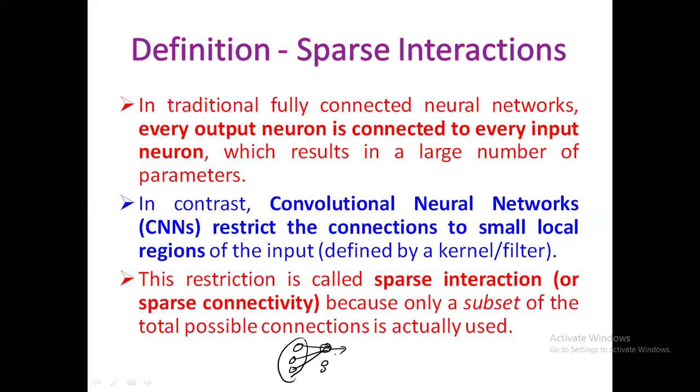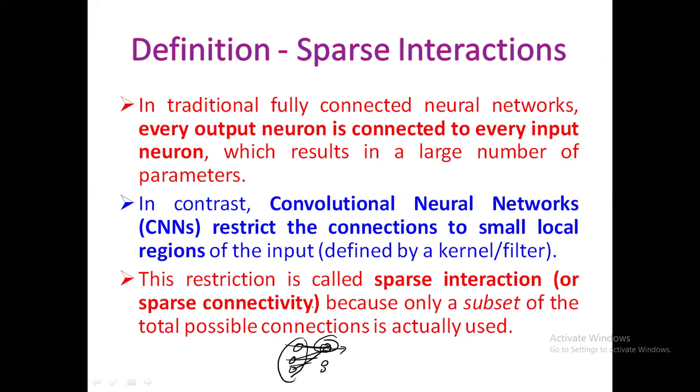So in this way we can say that in a traditional fully connected neural network, every neuron in one layer is connected to every neuron in the previous layer. This creates a dense web of connections where every output depends on all inputs. Here, the output of this will depend on all the inputs of the previous layer.